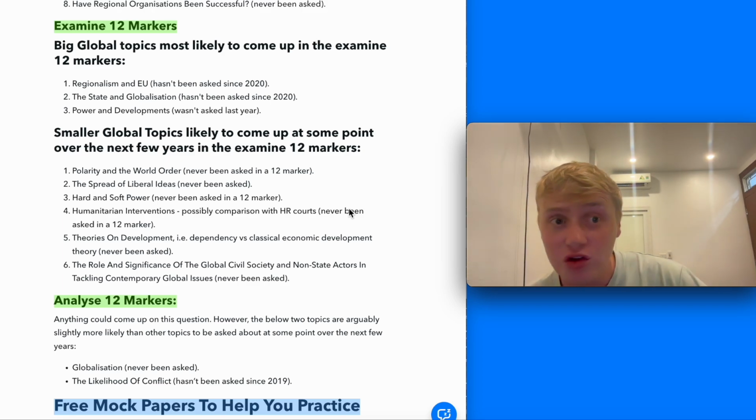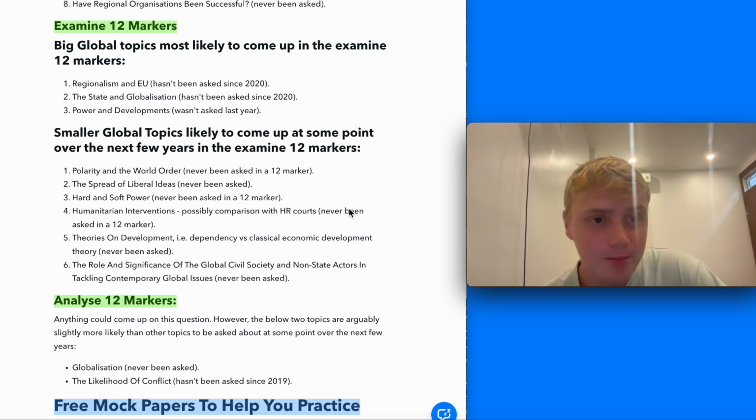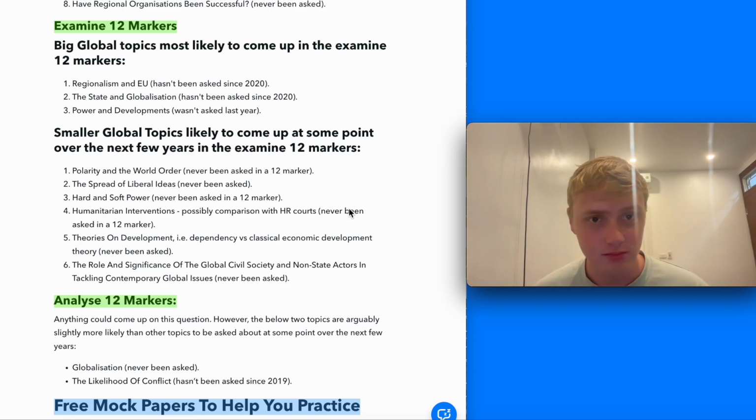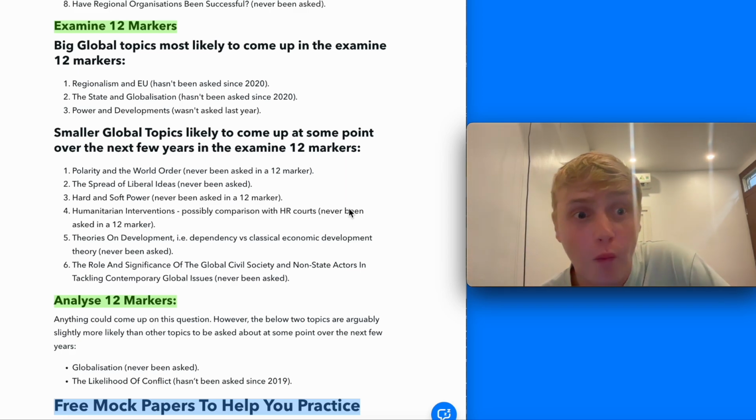Power and development wasn't asked about in the examined 12 markers last year, so it could absolutely come up as well. And some smaller examined 12 markers have never been asked about, and therefore will come up at some point, I think, in the next 4 or 5 years. So make sure you know these really well, but of course you need to know everything well as well.